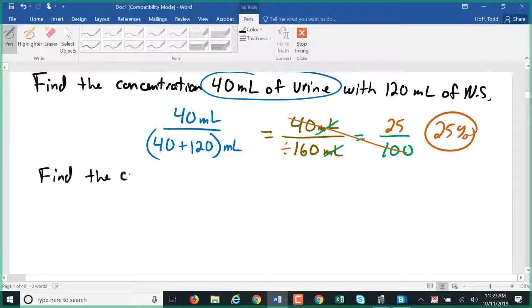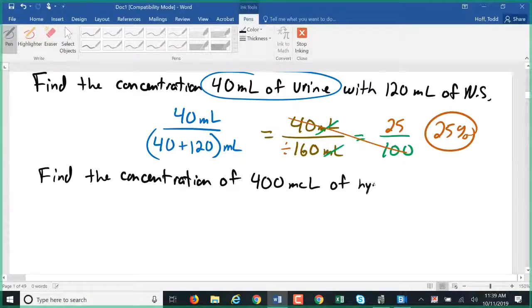Have you guys in your notes, find the concentration of 400 microliters hydrogen peroxide with 2 milliliters of saline.